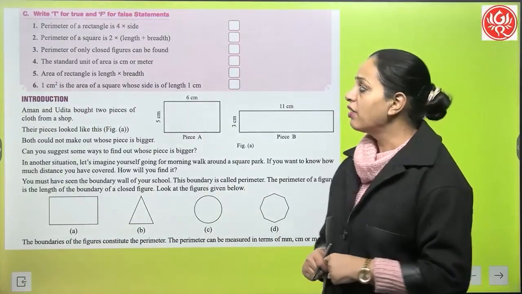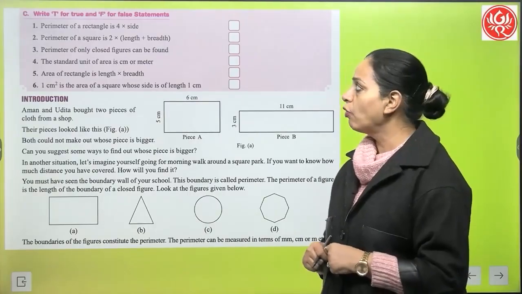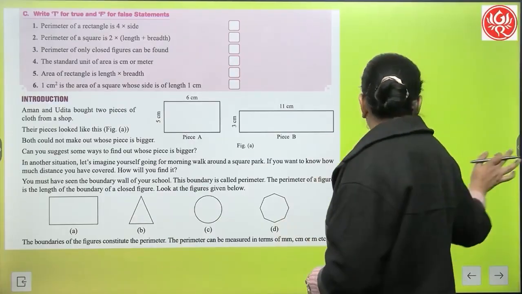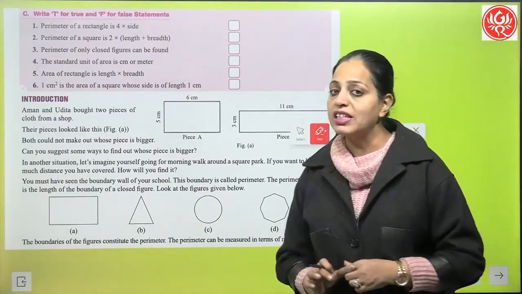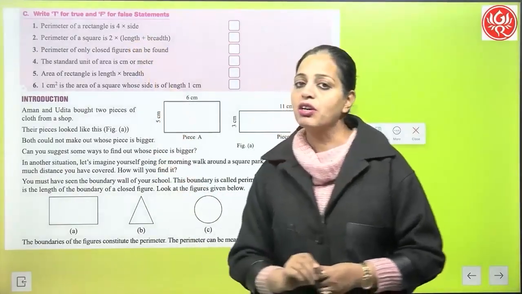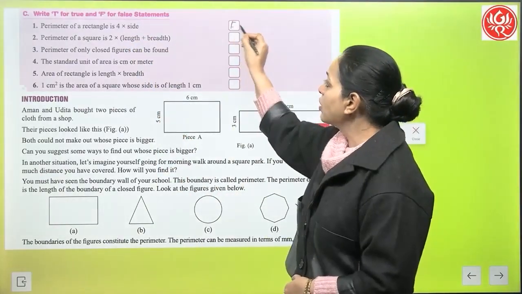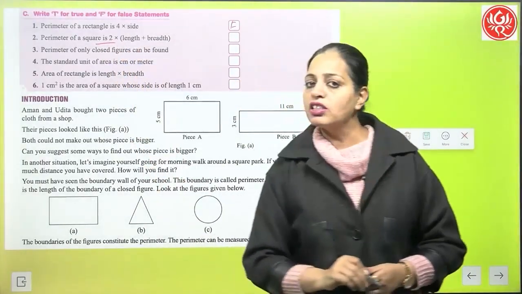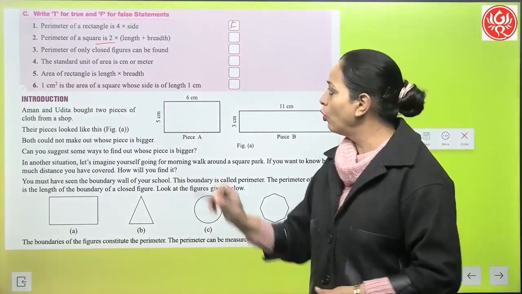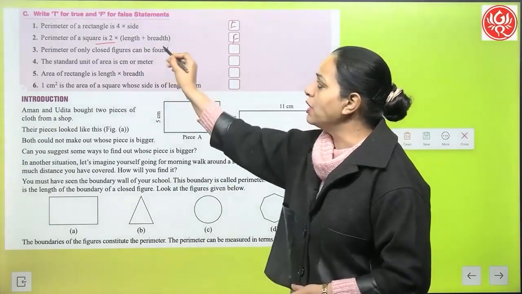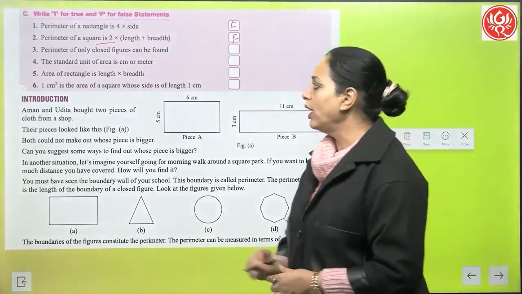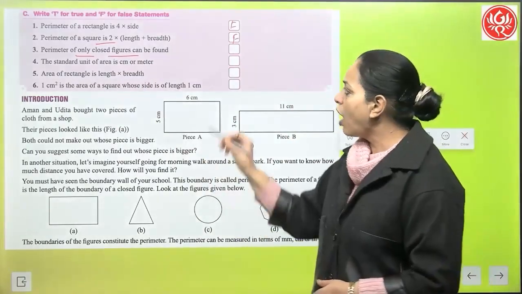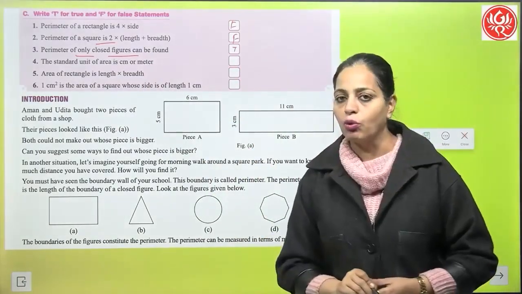Now C part. Write T for true and F for false statements. First one, the perimeter of a rectangle is 4 into side. No, this is false. This is the perimeter of a square. Okay. The second one, the perimeter of a square is 2 into (length plus breadth). No, false. This is the perimeter of a rectangle. Okay. The third one, the perimeter of only closed figures can be found. Yes, this is true.